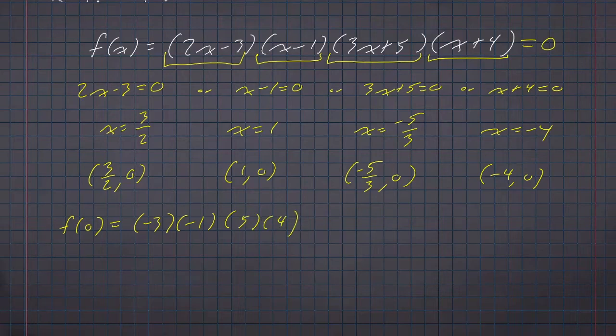We get negative 3 times negative 1, which is positive 3. 3 times 5 is 15, and 15 times 4 is 60. So this particular curve has a y-intercept 0, 60.